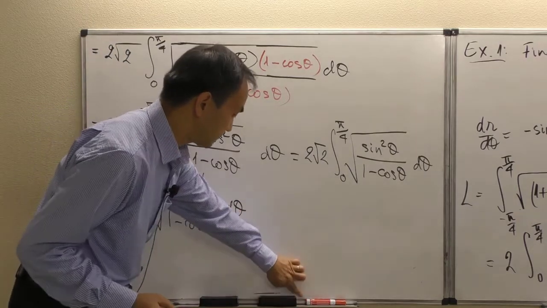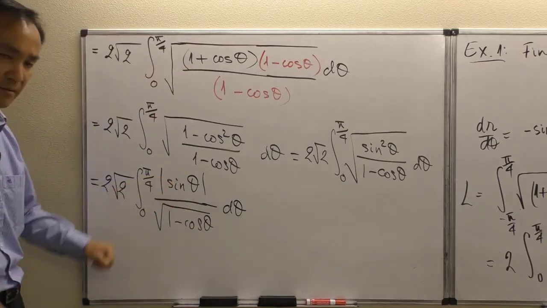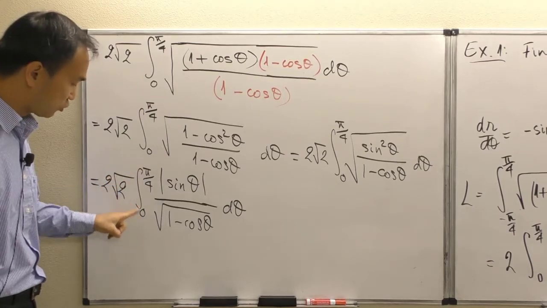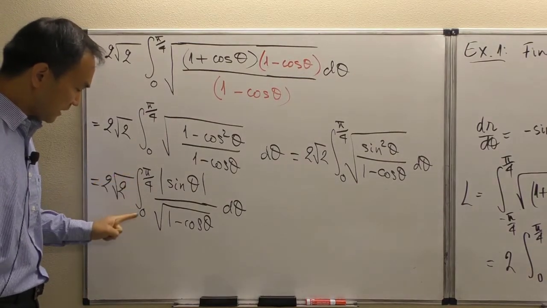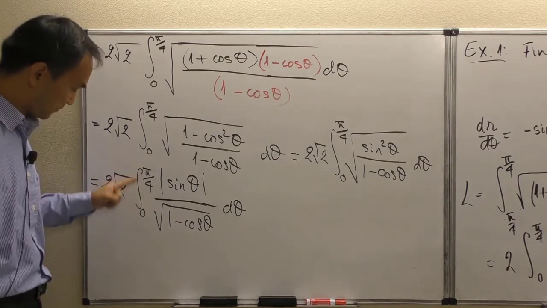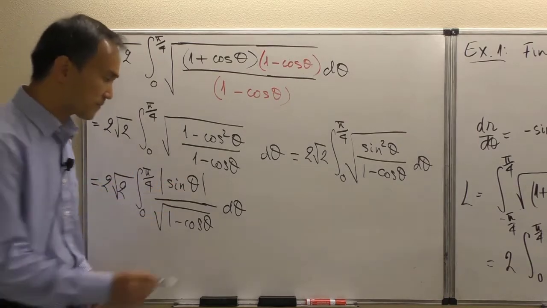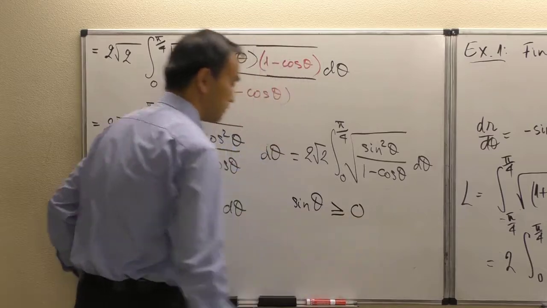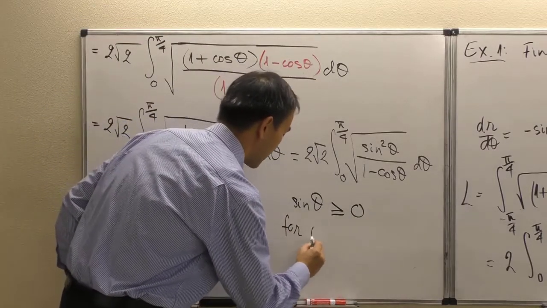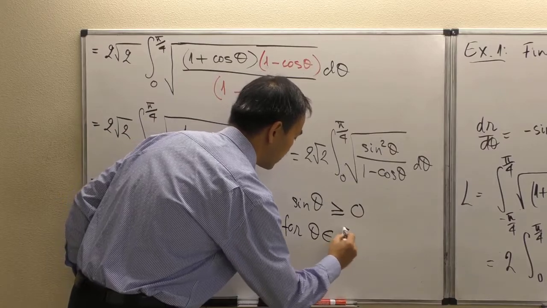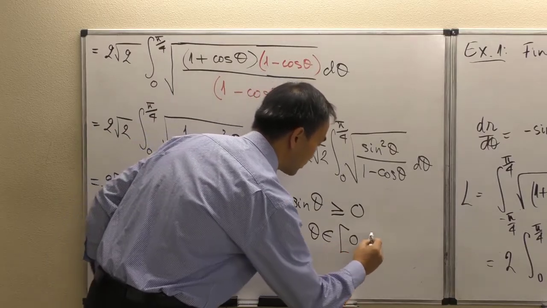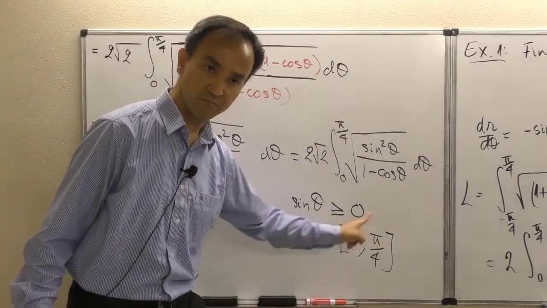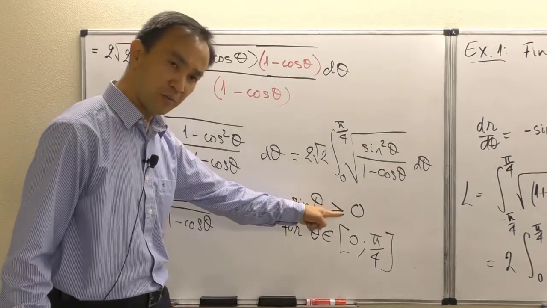Now let's look at that sine theta in absolute value. The interval where we do our integration is from 0 to pi over 4. And so at least what we know is that inside of that interval, from 0 to pi over 4, sine theta will be greater than or equal to 0. So anytime theta is in this interval from 0 to pi over 4, sine of theta must be greater than or equal to 0.